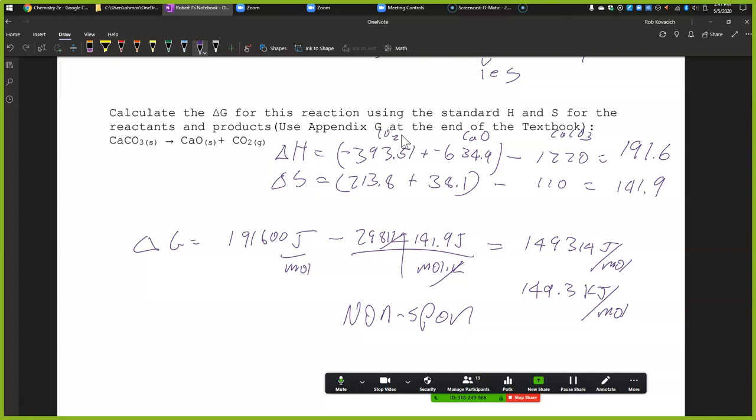Does that look good? Does anybody have any questions about any of those? Yeah. The number in the last equation, does that say 298 K? 298 K.